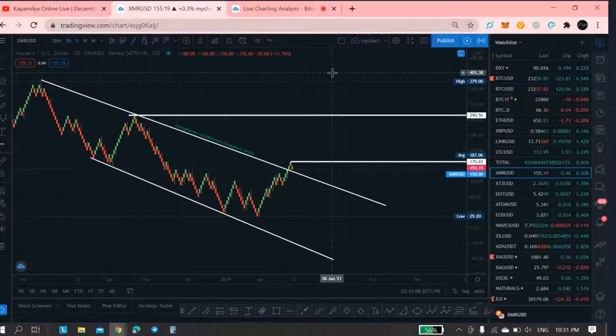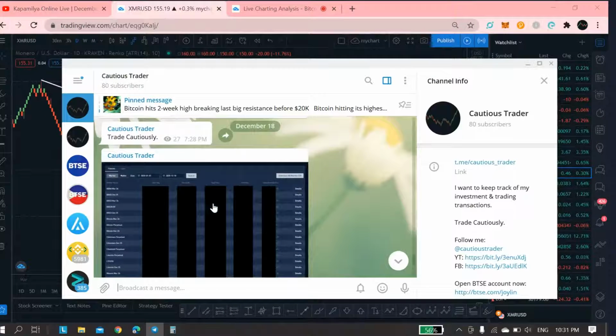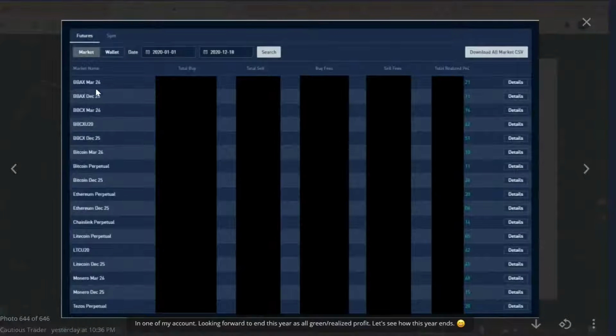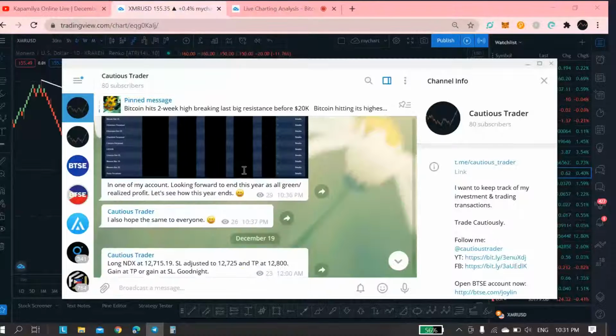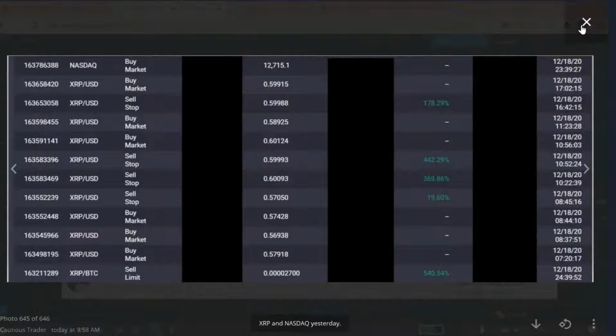So I think that's it. Let me just check the summary. So you can see Bitcoin, Ethereum, Chainlink, Litecoin, Monero, Tezos. This is from the BTC exchange, because the other one is CFDs. This one is also from another exchange.